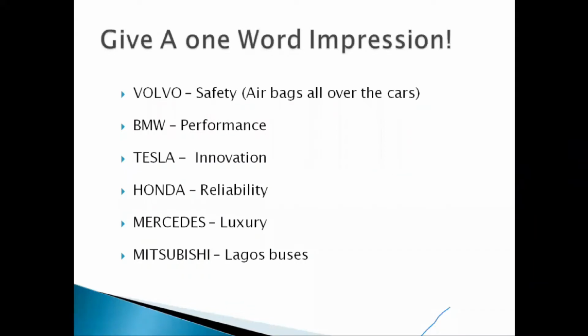So Volvo shows safety because in the cars in Volvo, almost all parts of the cars, I'm talking of the recent Volvo, not the ancient vintage, have airbags. So when you look at Volvo, they promote safety. BMW, you think of the car's performance. BMW's adverts are mostly about speed and accuracy and stability and all of that. Tesla is innovation. Tesla is going the extra mile to create products of class and worth.